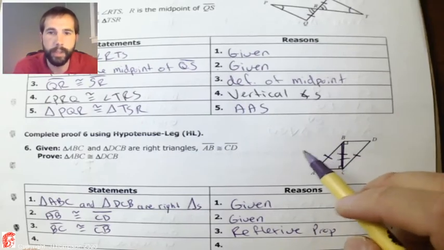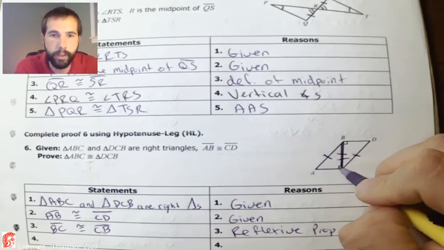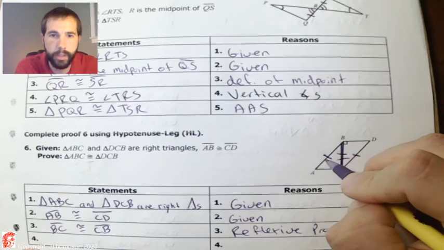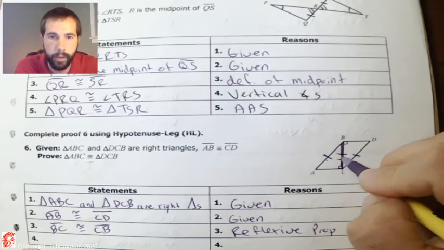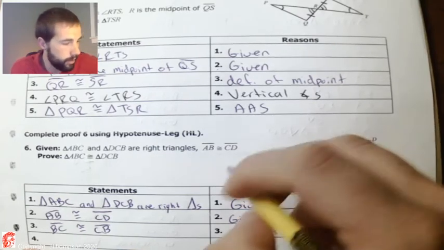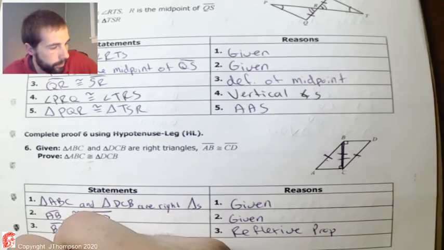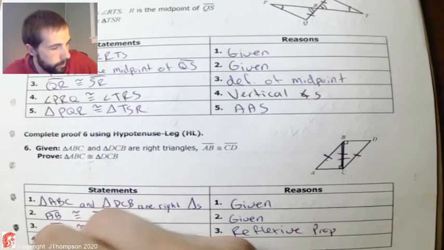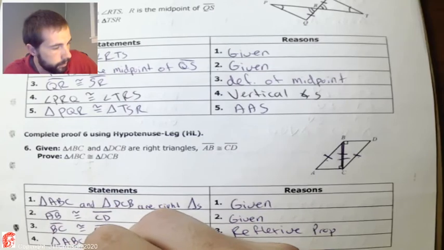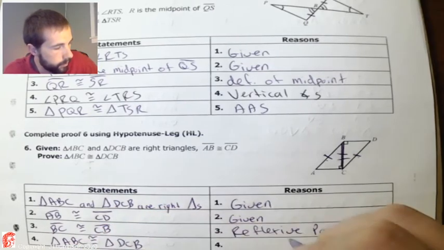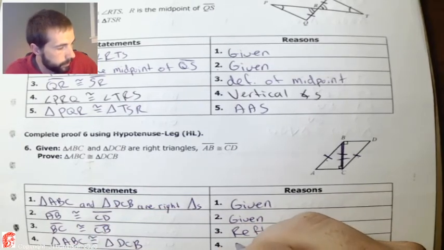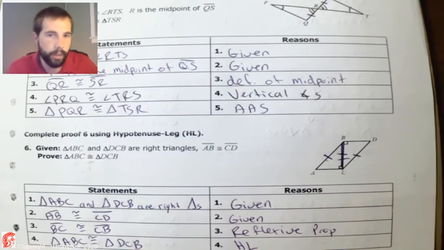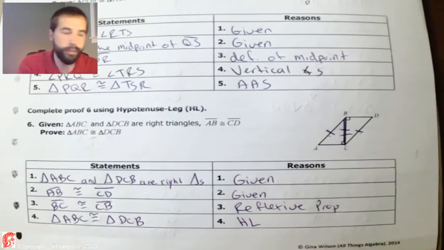And now this one's different. In a right triangle, we have the hypotenuse congruent to the hypotenuse and the leg congruent to the leg. So this one's congruent by HL. Okay, so that's it for this one.